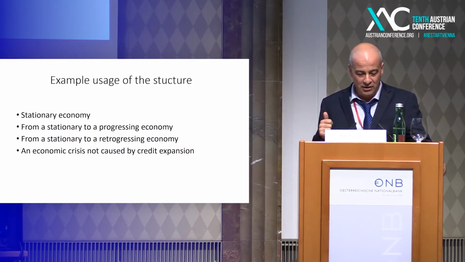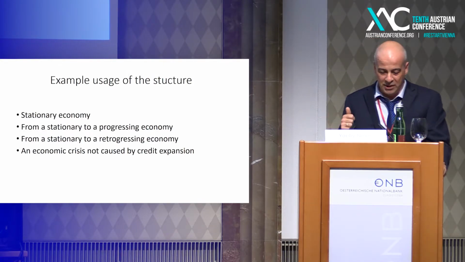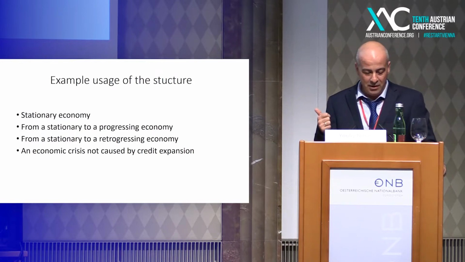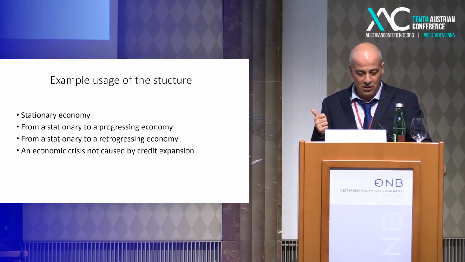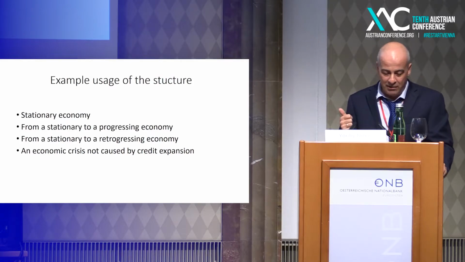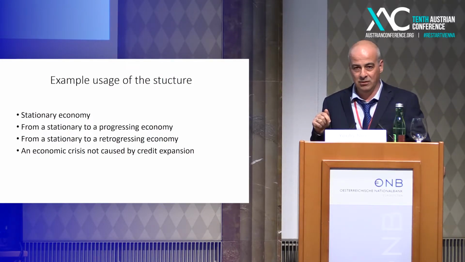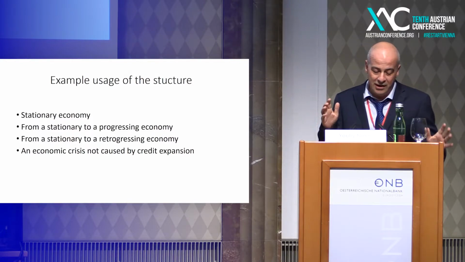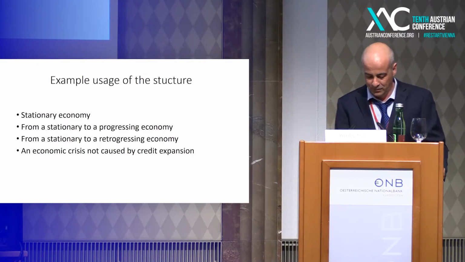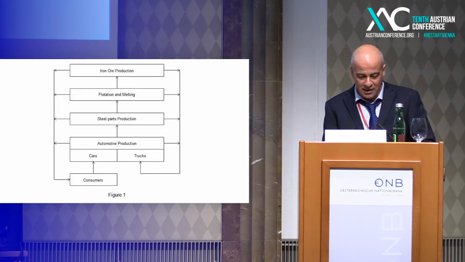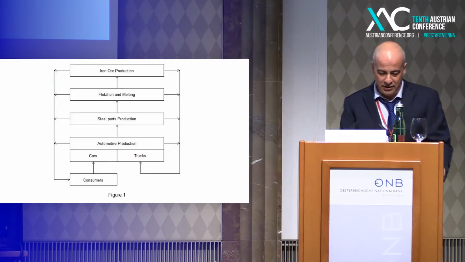So that is a stationary economy, a jump from a stationary economy to a progressing economy, from a stationary to a retrogressing economy, and the case of an economic crisis, which, however, is not caused by the credit expansion. The credit expansion process is something for the future. So let us start in turn. The first case is a stationary economy.